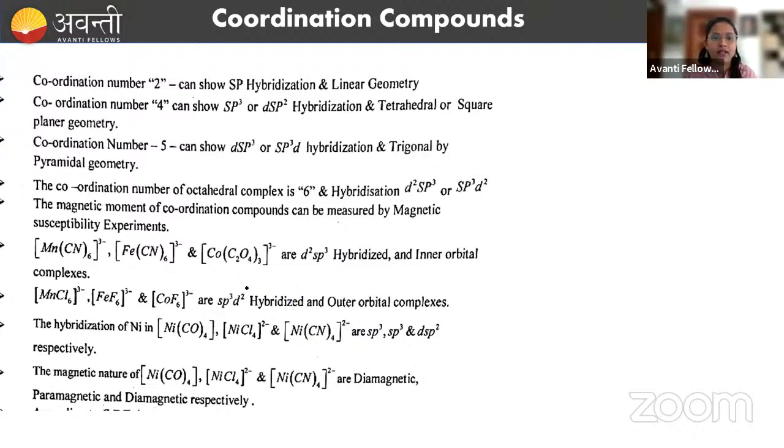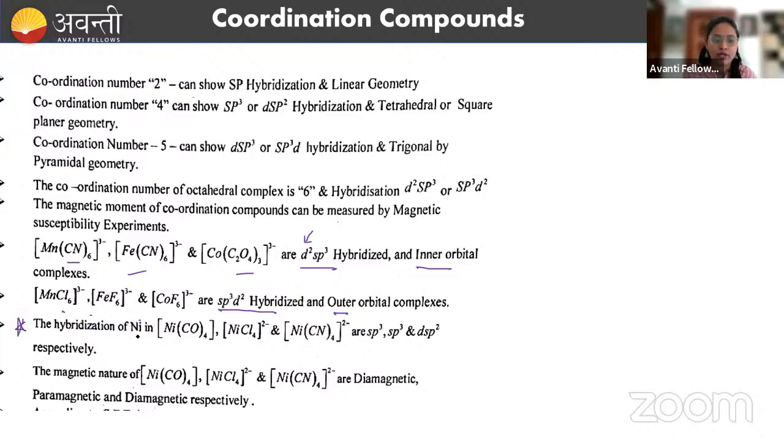Now let's see the problem. So this complex and this complex are what? d2sp3 hybridized, and they are inner orbital complexes because they are using the inner d shell. These 3 complexes are what? sp3d2 hybridized, because they are outer orbital complexes. This is very, very important.